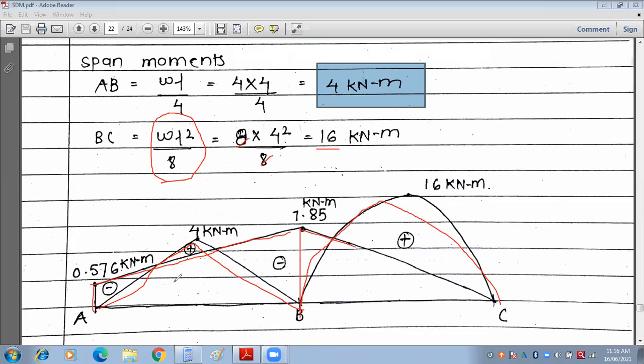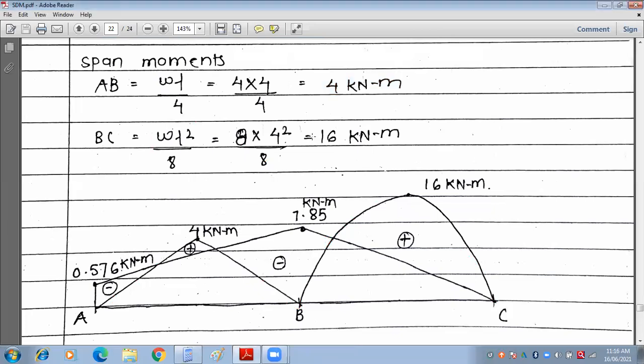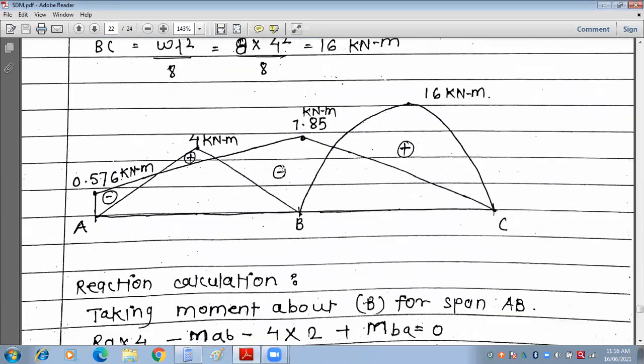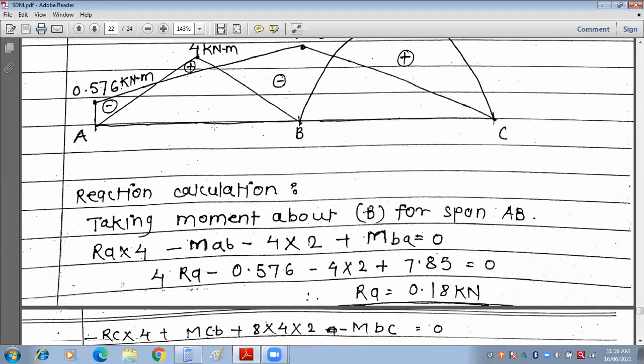And once you join this, the uncommon portion is nothing but the fixed end moment. This is nothing but the fixed end moment. Okay.